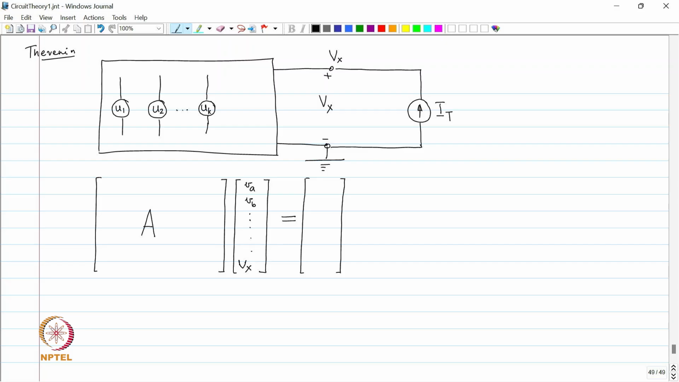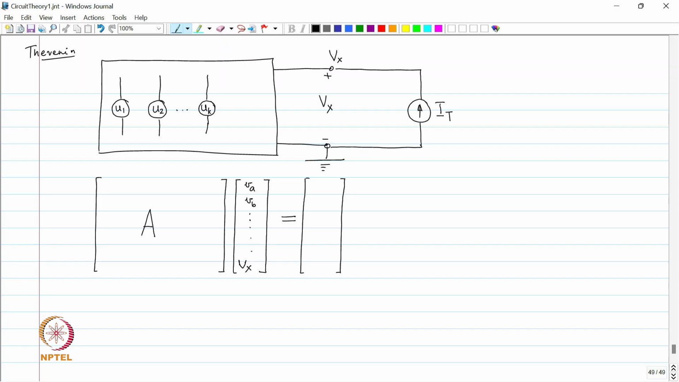Now, on the right hand side, what is going to happen? By the way, what are the dimensions of A? Node voltage method: 1 by resistance, conductance, these are all conductances. Why? Because node voltage method is a bunch of KCLs, right. Every row in the node voltage method is a KCL, you are just doing KCL, KCL, KCL.